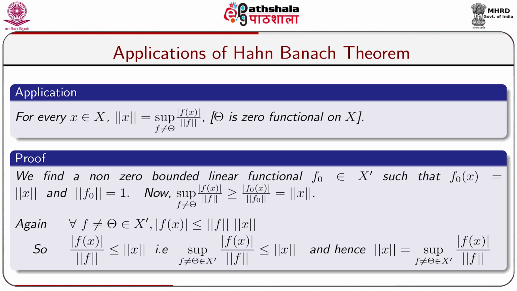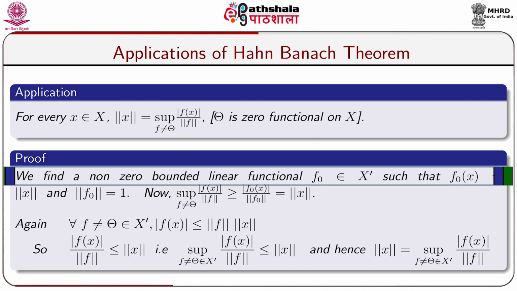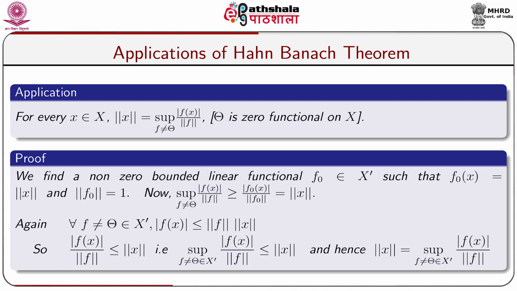The proof looks like this. We find a non-zero bounded linear functional f naught belonging to capital X dash such that f naught of x is equal to norm of x and norm of f naught is equal to 1 by the earlier result. That means, we find a non-zero bounded linear functional f naught in the dual space of capital X such that f naught of x is equal to norm of x with norm of f naught equal to 1.